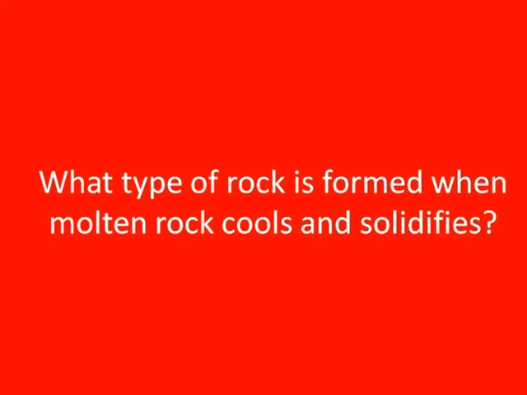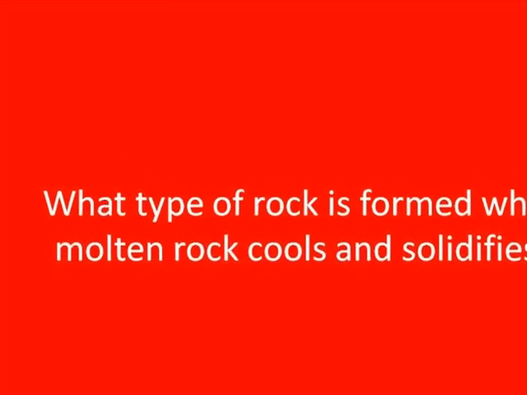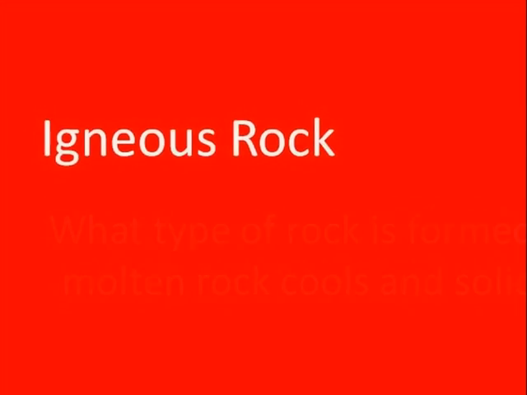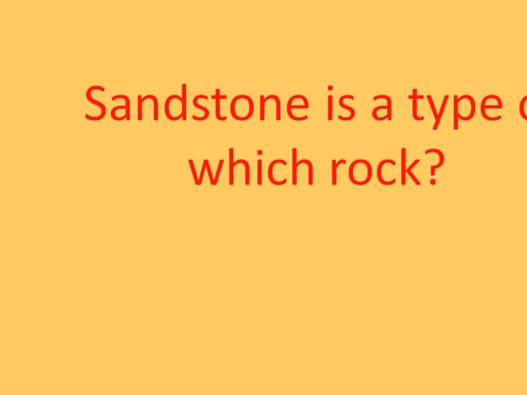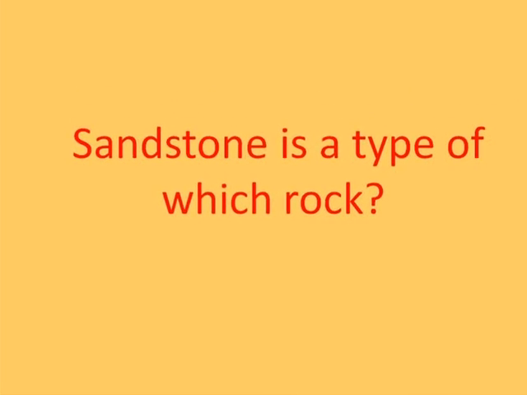So to recap, let's take a little quiz. What type of rock is formed when molten rock cools and solidifies? If you guessed igneous rock, you're correct. Next question. Sandstone is a type of which rock? That's correct. Sedimentary rocks.